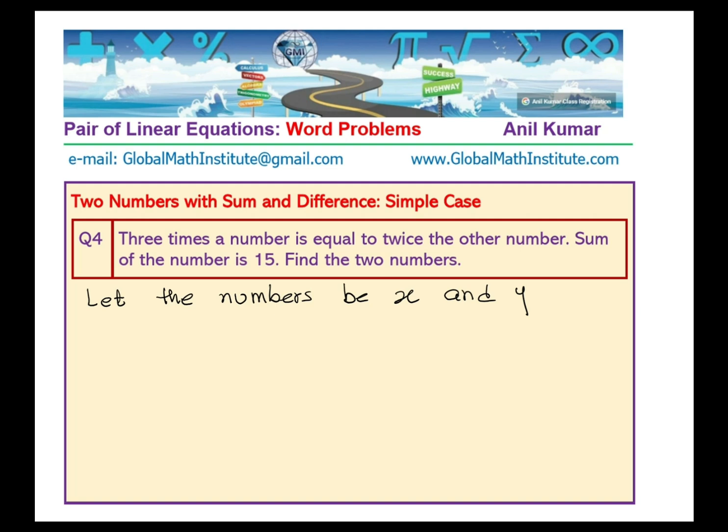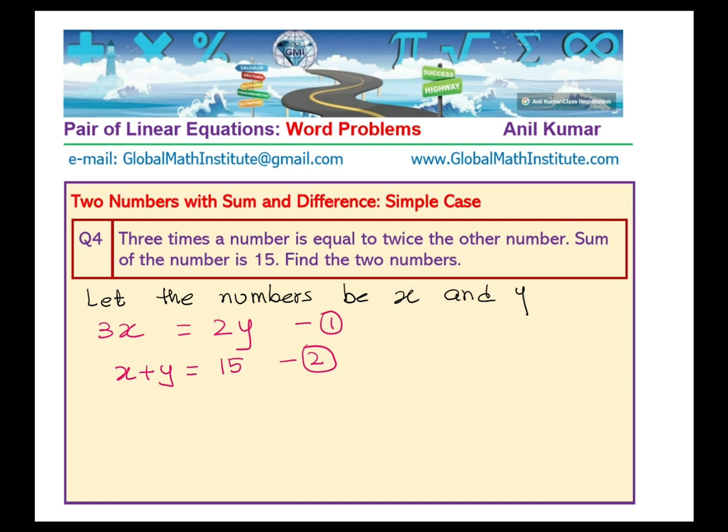Now the first statement is 3 times a number is equal to twice the other number. So 3 times a number means 3 times x, any one of them, right? 3 times a number equals to twice the other number, which is y. So we get our first statement. Second, sum of the numbers is 15 means x plus y is 15. Find the two numbers. Now in this particular case, we might use a slightly different process of solving a pair of equations. Now this pair of equations is also called simultaneous equations.